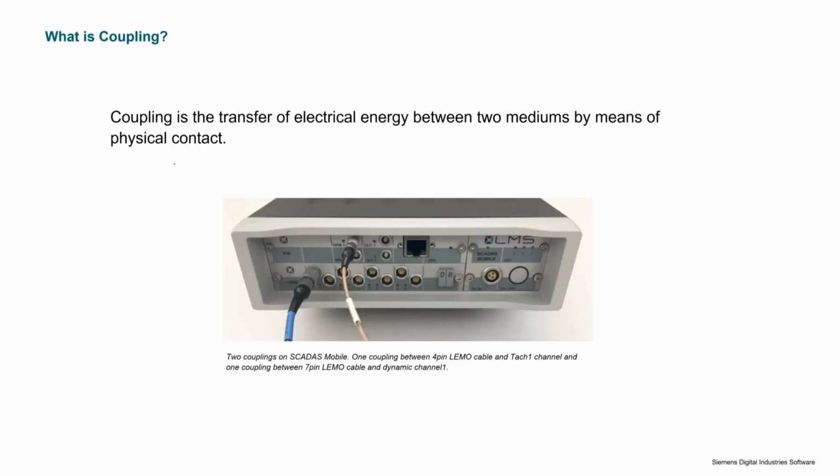First question, I guess, is what is coupling? We don't want to overthink it, but coupling is just the electrical connection between our transducer and our front end. We have the definition here: coupling is a transfer of electrical energy between two mediums by means of a physical contact. This is the setup I have right here on the desk in front of me. I have one slot, one RPM, and I'm using one dynamic channel, right? So it's coupling.